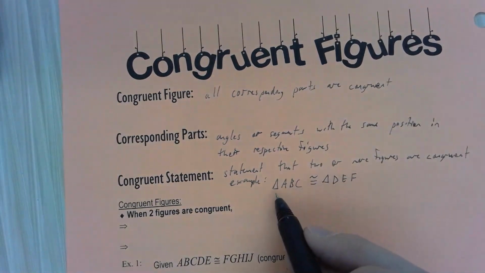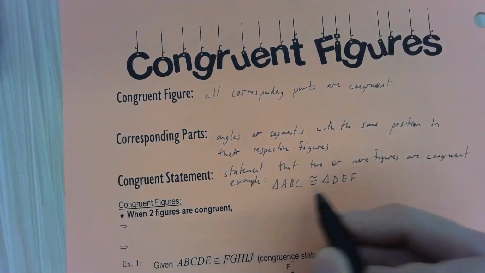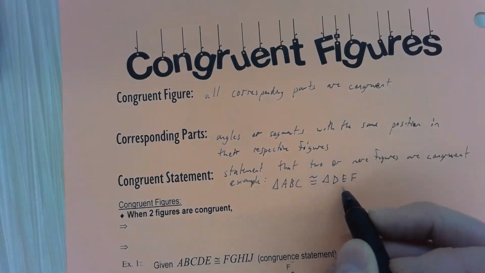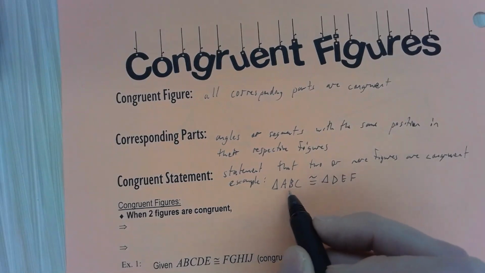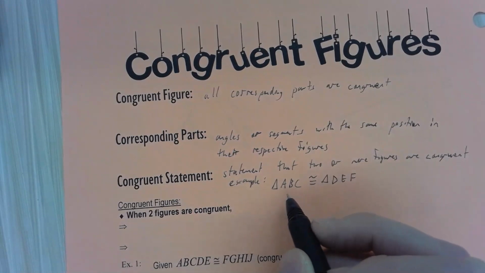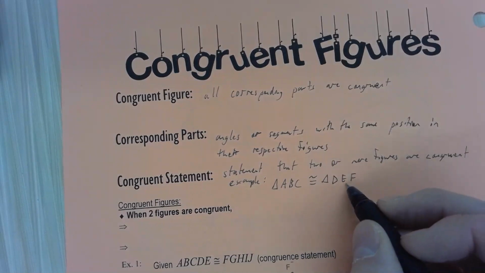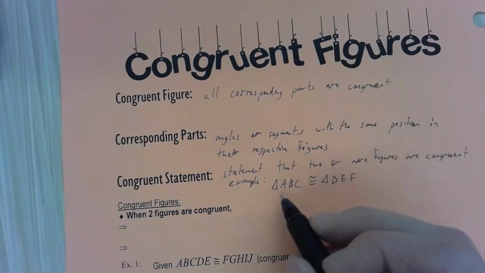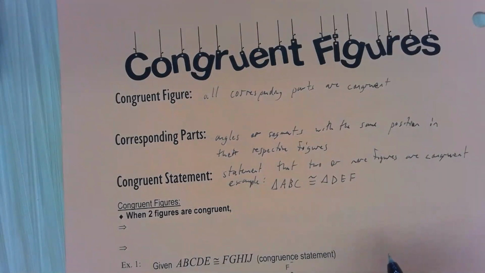This would mean that not only are these two figures congruent, but all of their corresponding parts in the order that I've written them are congruent. So angle A is congruent to angle D, angle B is congruent to angle E, angle C is congruent to angle F. Not only that, but the order that I've written them, segment AB would be congruent to segment DE, and segment BC is congruent to segment EF. The position that I've written the letters in tells us which parts are the corresponding parts. They have the same position within their figure.